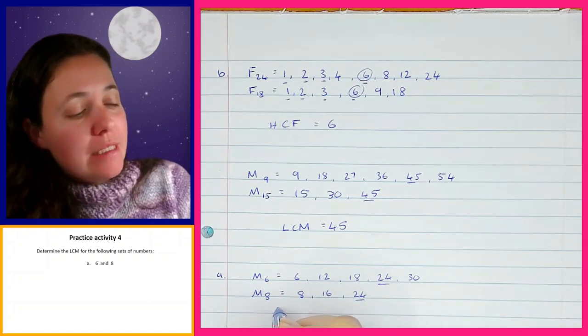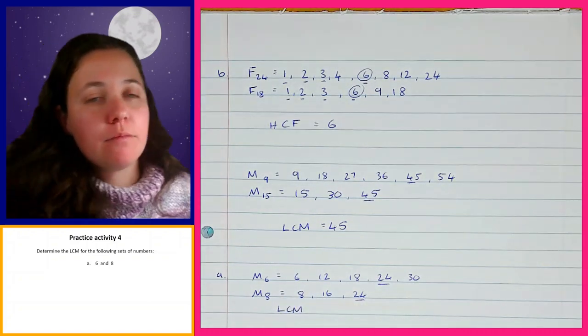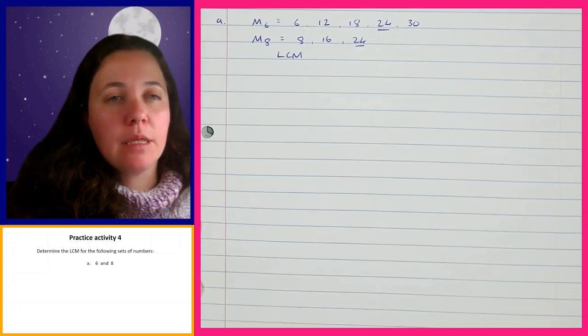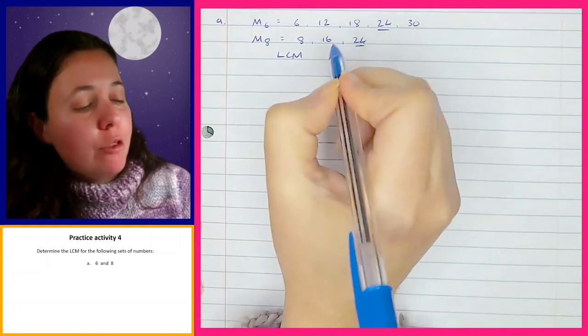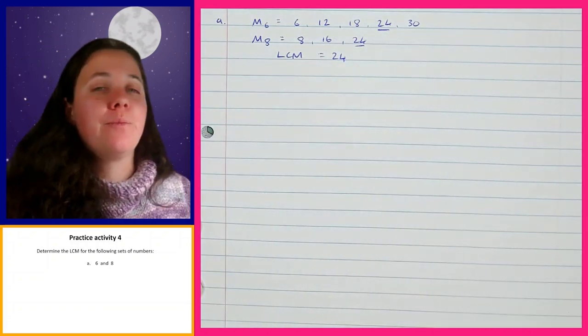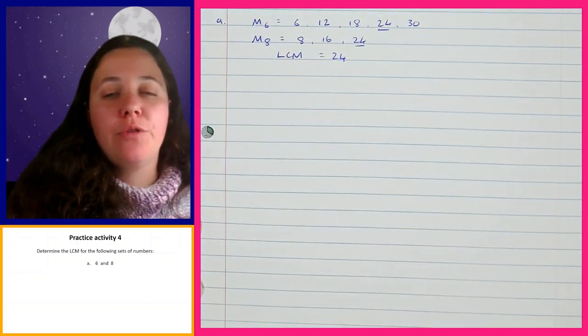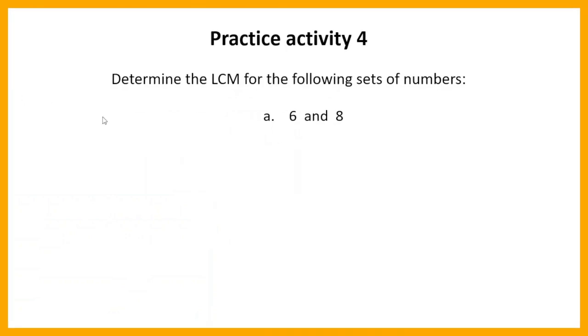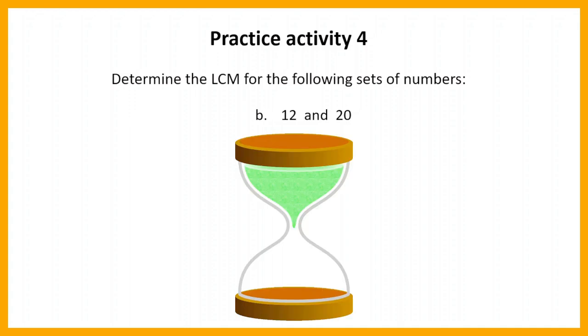So I can go and say my lowest common multiple. Let's just put that up there. My lowest common multiple is 24. For 6 and 8, my lowest common multiple is 24. Right, so now I'm going to give you the next question. And again, you have 2 minutes to work on this one. We have to find the lowest common multiple for 12 and 20.